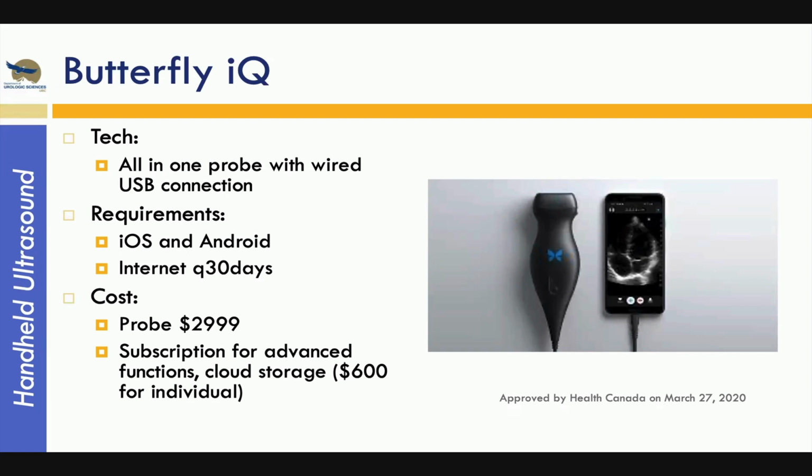One's called the Butterfly iQ, and with all of them, they'll connect to an iPhone or an iPad via a USB connection. They'll run on iOS and Android. Most of these devices require an internet connection intermittently, and it's really not that expensive. It's $3,000 for the probe. And then you do need a subscription for certain functions like cloud storage, for example.